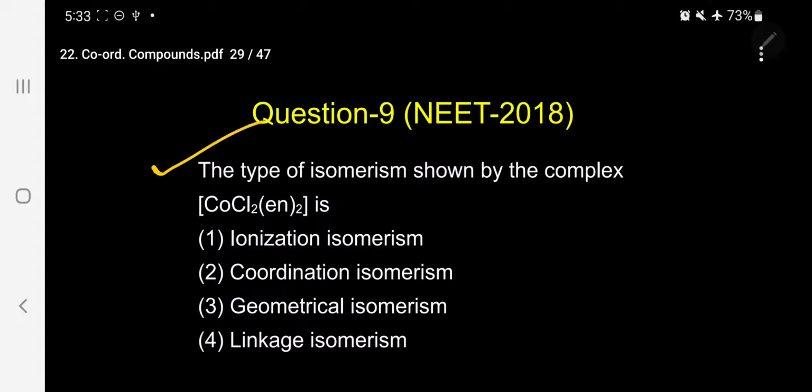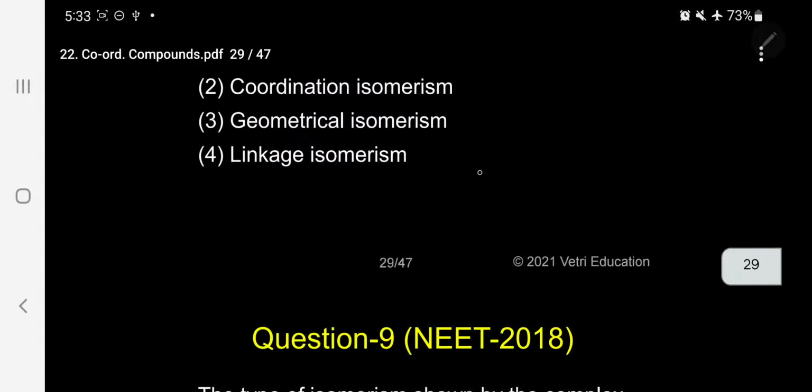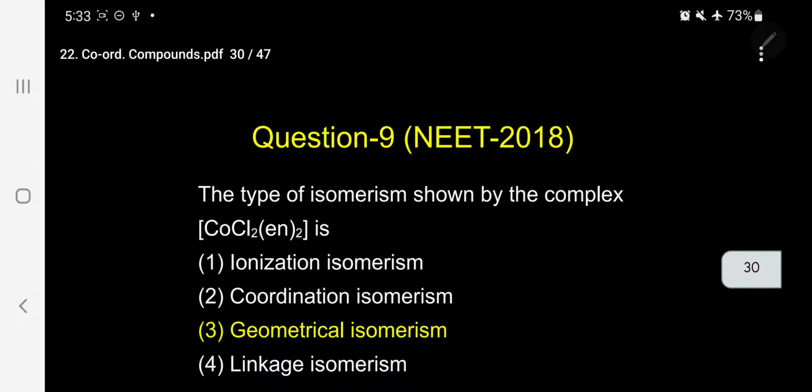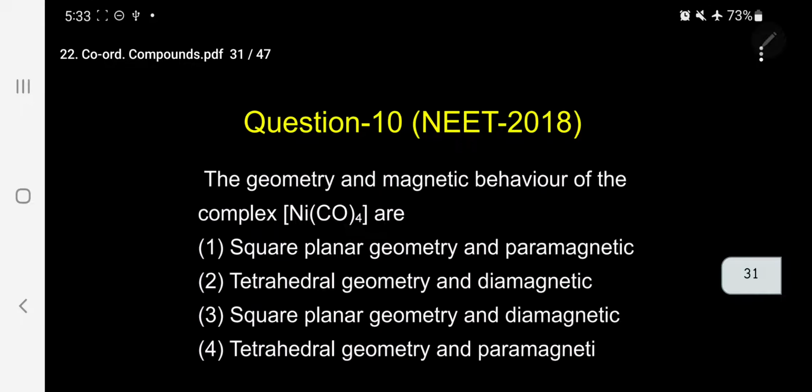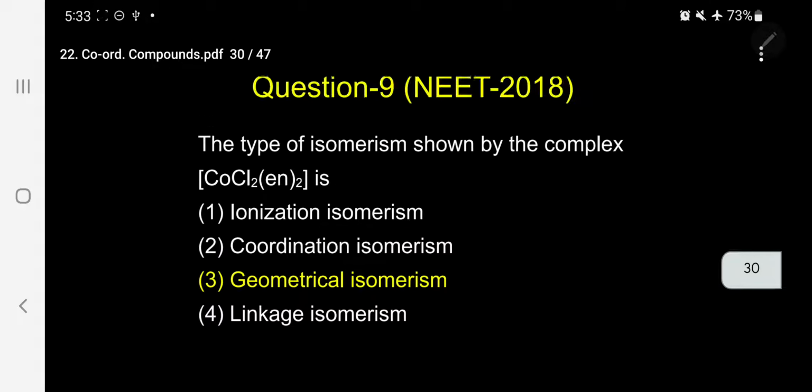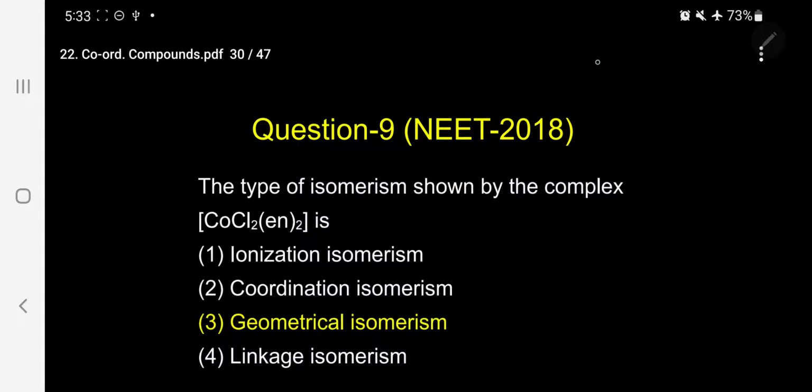Next one, question number 9. The type of isomerism shown by the complex CoCl2(en)2, en being ethylene diamine, is A, ionization isomerism, coordination isomerism, geometrical isomerism, linkage isomerism. So how to work out this problem? The correct answer is geometrical. If I simply say geometrical, you cannot accept it. So let me work it out. Kindly follow.